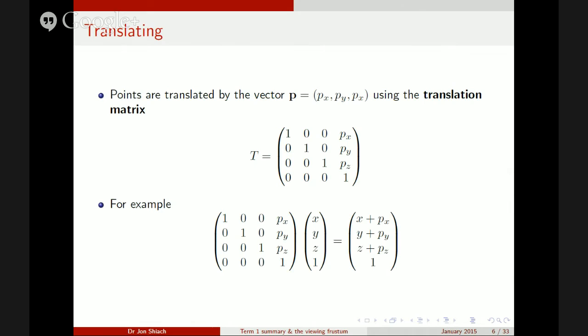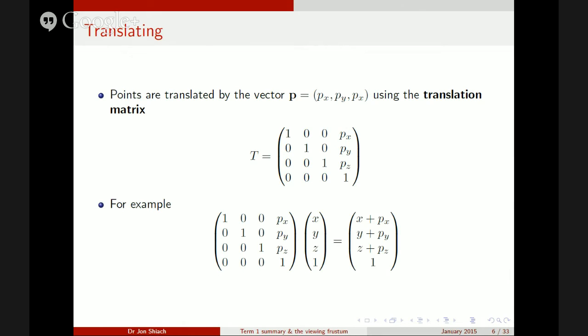And translating, that's moving something. So if you have your points and you want to translate them all by the vector p, you use a translation matrix. This is a 4x4 matrix, which is why our homogeneous coordinates need to be four-dimensional. Not a lot can be said about that.